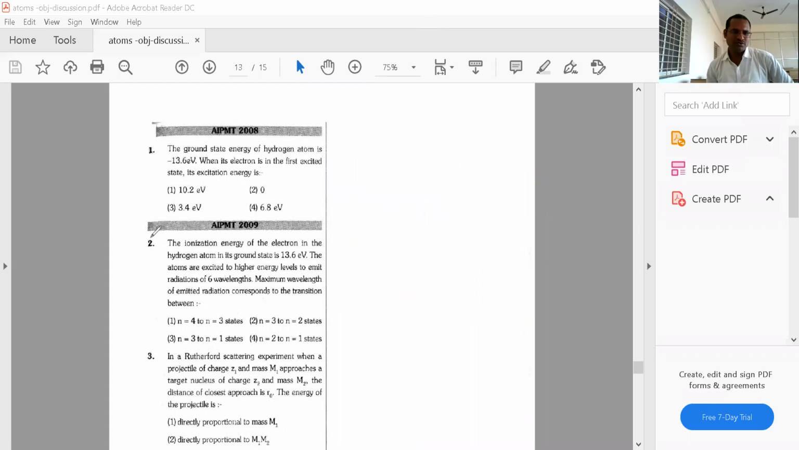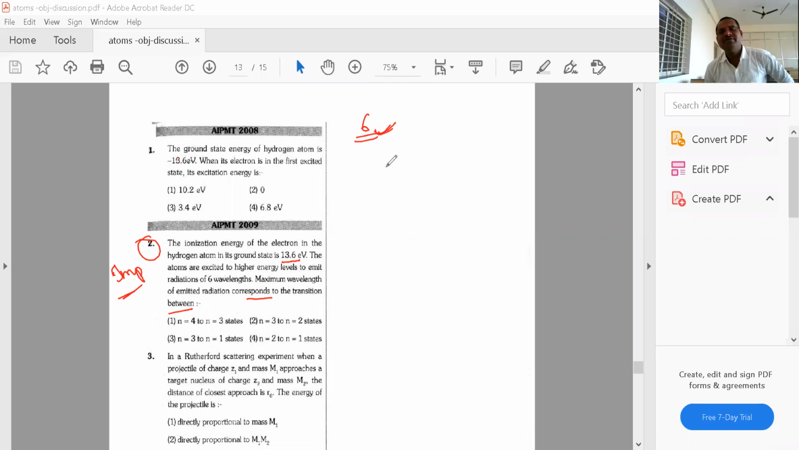Okay. Next, question number 2. The ionization energy of the electron in the hydrogen atom in its ground state is 13.6 electron volts. The atoms are excited to a higher energy level to emit radiations of 6 wavelengths. Total 6 different wavelengths it is emitting. Then the maximum wavelength of emitted radiation corresponds to the transition between which levels? Important point: how many wavelengths of light are emitting?